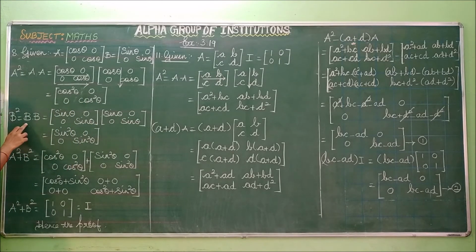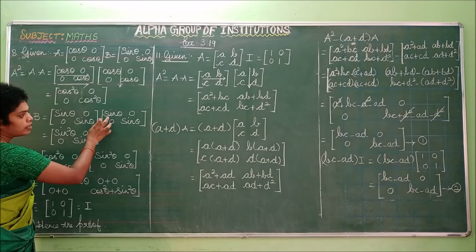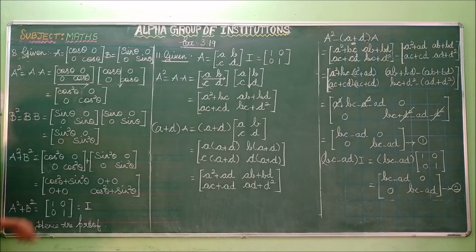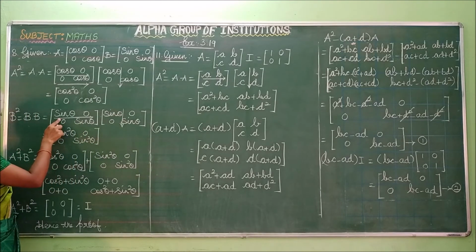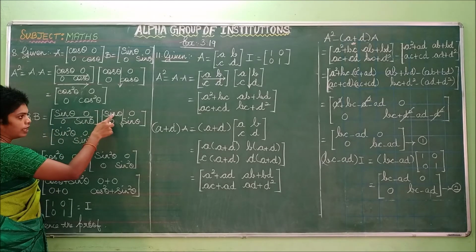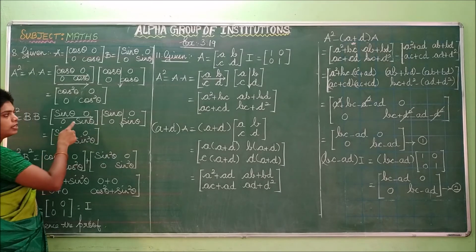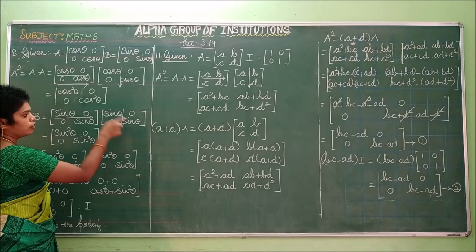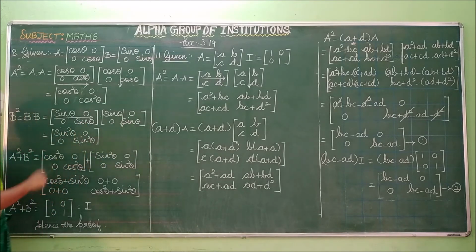Here B squared equal to B into B. Our B value is [sin theta, 0; 0, sin theta]. Again take the B value, [sin theta, 0; 0, sin theta]. So first row into first column. First row is sin theta into sin theta, sin square theta plus 0 into 0 is 0. Then 0 into sin theta, sin theta into 0, which is 0. Then listen, sin theta into 0, 0 into sin theta, that is also 0. Sin theta into sin theta, sin square theta.